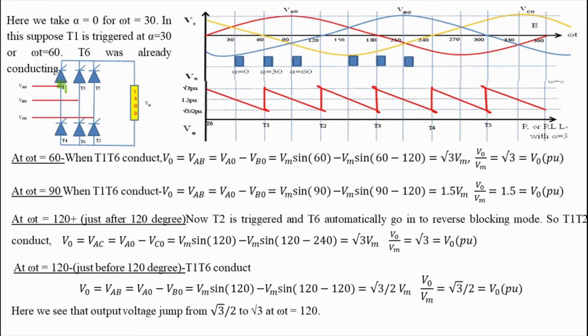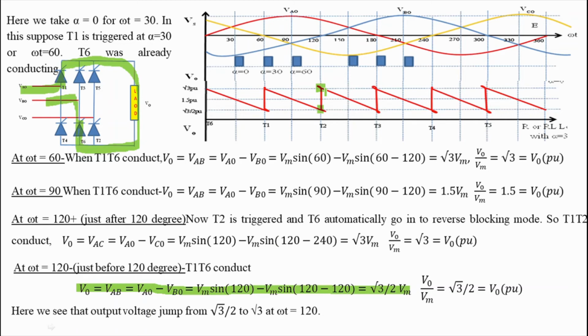here T1 and T6 were conducting, we get Va naught minus Vb naught is equal to V naught. So V naught is equal to Va naught minus Vb naught, that is equal to root 3 by 2 Vm. It means just before 120 degree, T1 and T6 were conducting, and we get root 3 by 2 Vm, and after 120 degree, just after 120 degree, when T1 and T2 are conducting, we get output voltage that is equal to root 3 per unit.